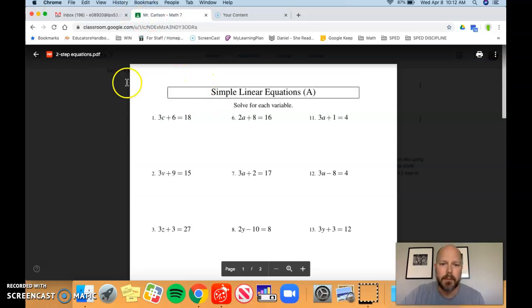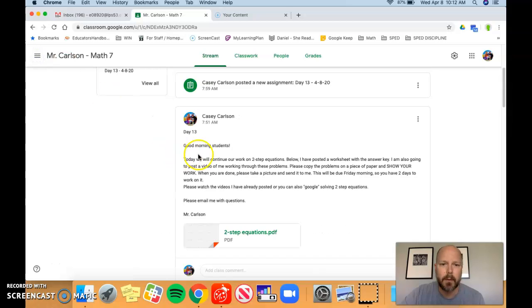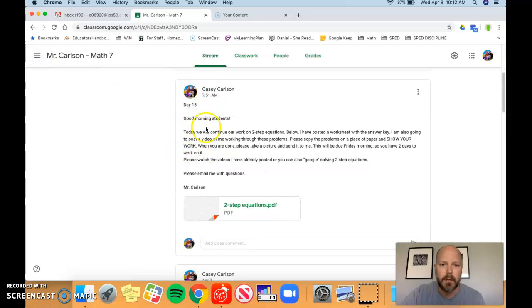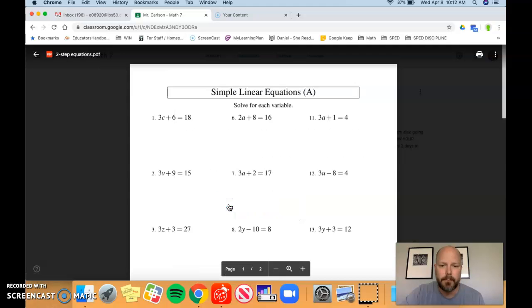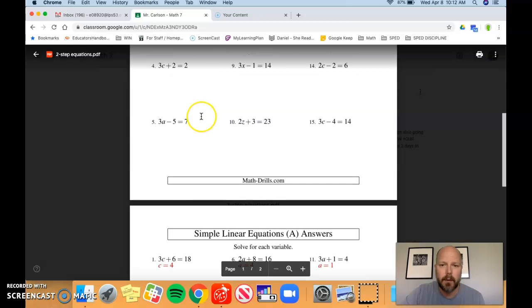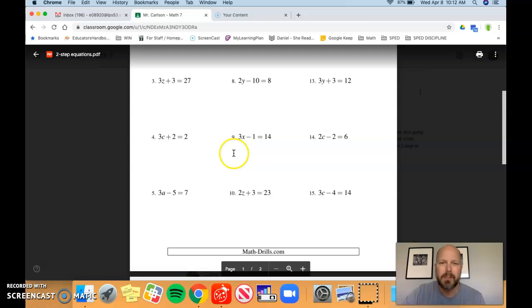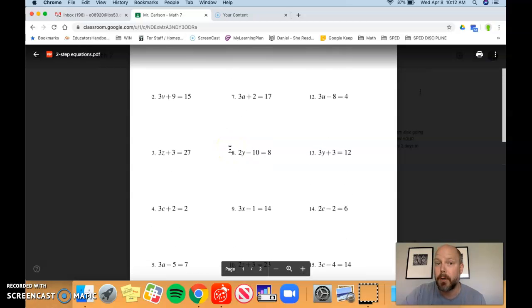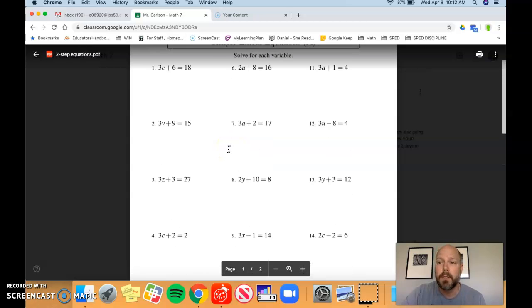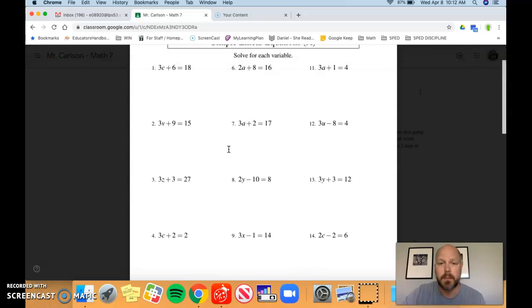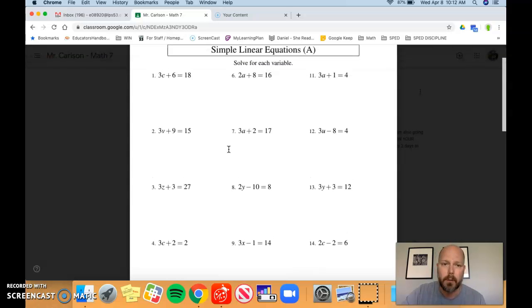So on Google Classroom, I'll start back to where I was. Right here, day 13, I assigned this worksheet right here, and you click on it. This is what it looks like. There are 15 problems on here. The answers are down here, but you still need to copy them down on a piece of paper and show your work. These will be due Friday morning, so you have today and tomorrow to work on them. But let's go ahead and get started, okay?